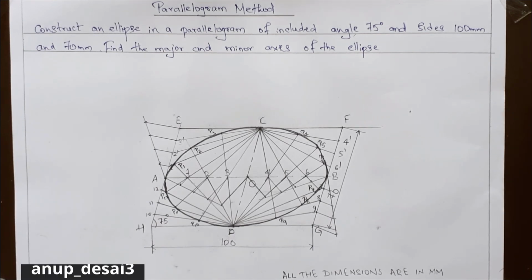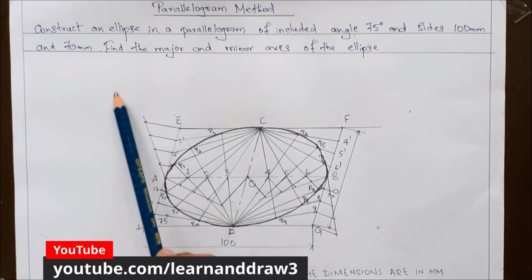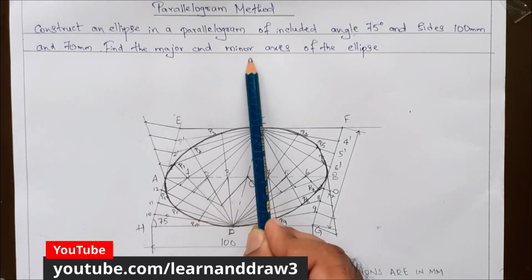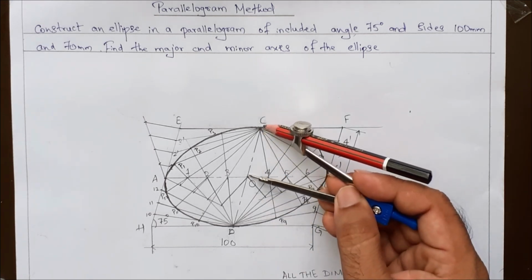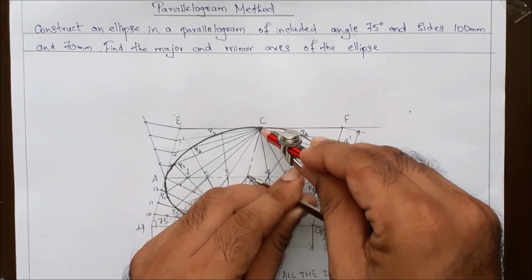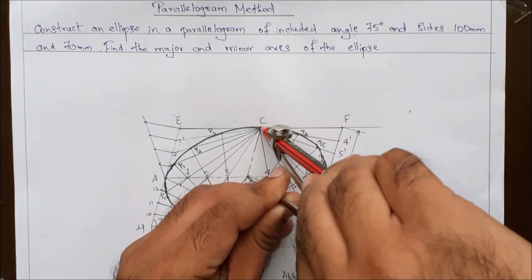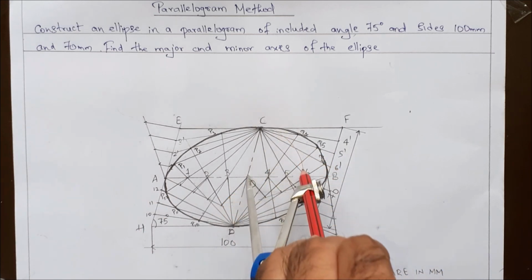After joining all the points, we have successfully drawn the ellipse by parallelogram method. So one more point in the question that I asked is, we have to find the major and minor axis of the ellipse. To find the major and minor axis of the ellipse, we have to draw an arc of radius equal to OC along the ellipse like this.